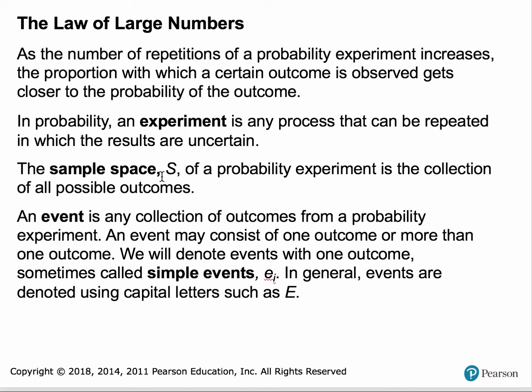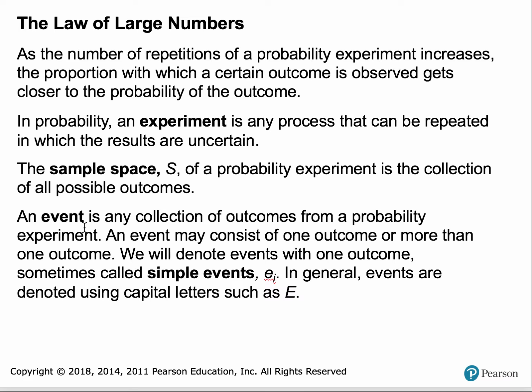Okay, the sample space, which we'll say is capital S, of a probability experiment is the collection of all possible outcomes. So let's just talk about flipping a coin. Your sample space is heads or tails, anything that's possible to get. Let's move to a die, right? A single 6-sided die. Your sample space would be 1, 2, 3, 4, 5, or 6. Anything that's possible.